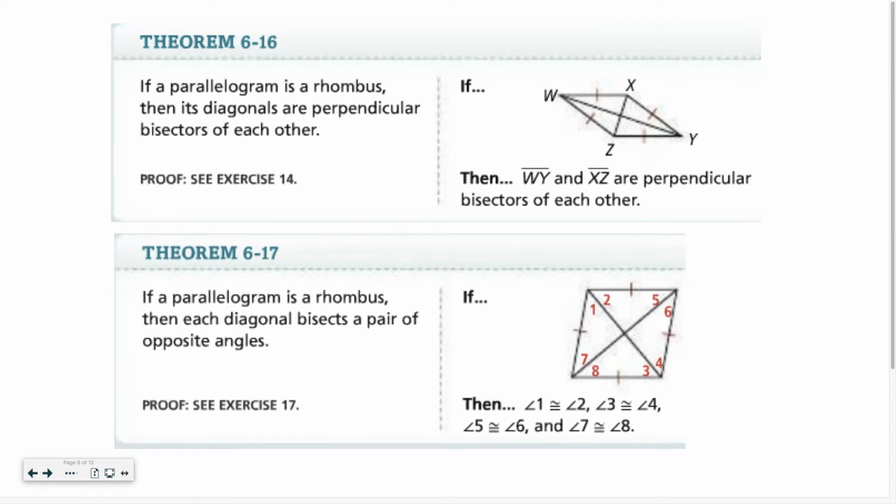So then here are some of those theorems that talk about the things that we discussed in our concept summary at the beginning of the video. Theorem 6-16 is if a parallelogram is a rhombus, then its diagonals are perpendicular bisectors of each other. Okay, so meaning they meet at 90 degrees and they cut each other in half. Then Theorem 6-17 is if a parallelogram is a rhombus, then each diagonal bisects a pair of opposite angles. That's what we used on that second example, that question that you guys just did. So go ahead and take a screenshot of these if you would like, and let's move on.